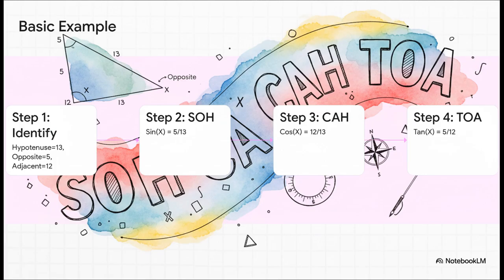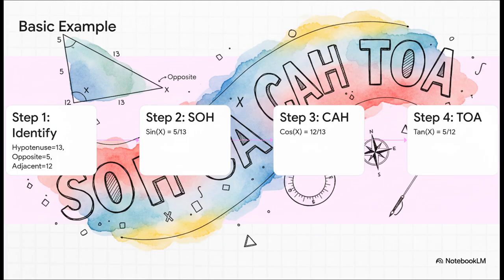Now, if you focus on angle X, the very first thing you always do is label your sides from that perspective. The side opposite X is 5, the side adjacent to X is 12, and the hypotenuse, well, that's always the longest side, 13. Now we just plug and play.